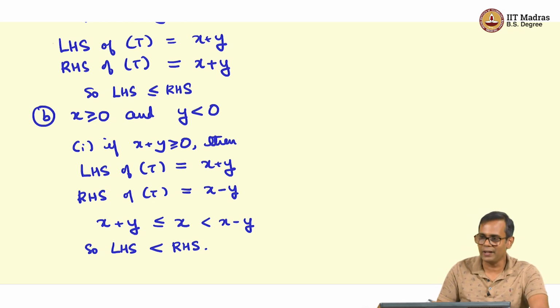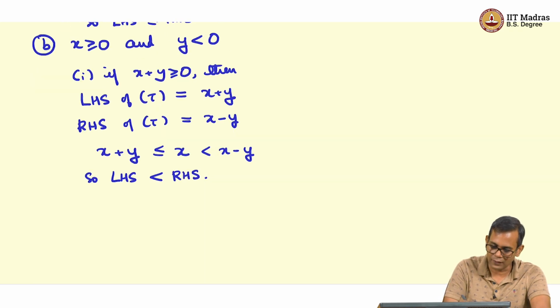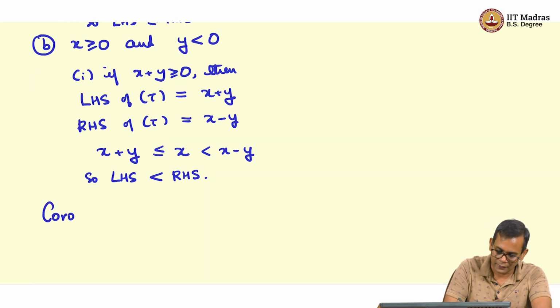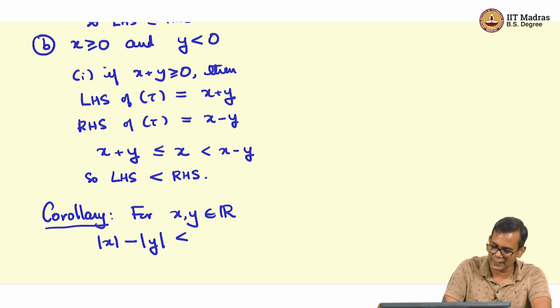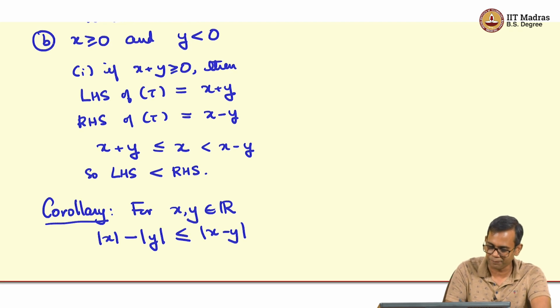An interesting variant of the triangle inequality is about the difference of absolute values for any real numbers x, y in R. The absolute value of x minus the absolute value of y is less than or equal to the absolute value of x minus y. The proof, well, it is very simple.